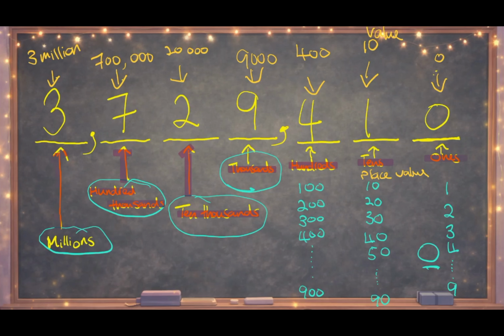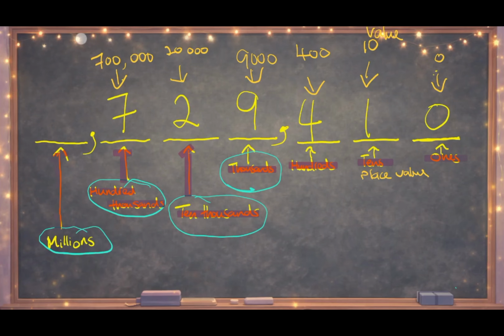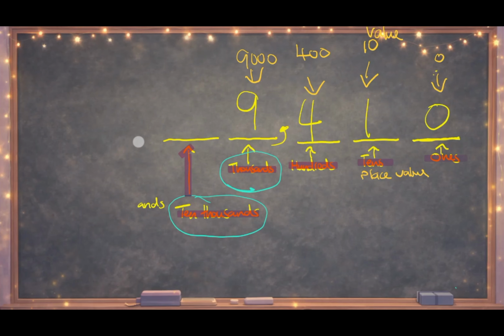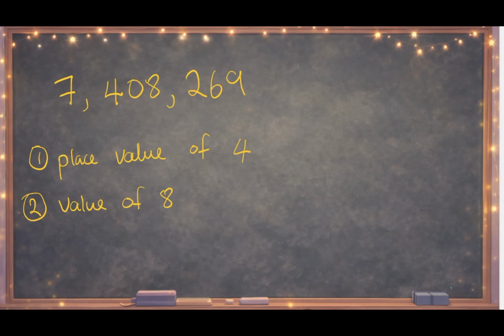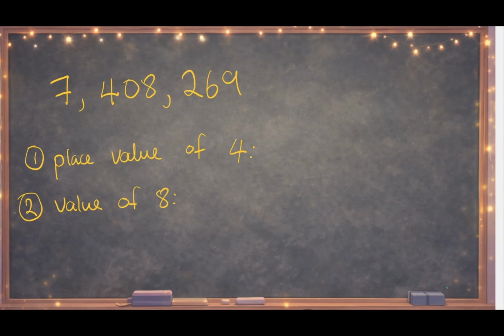Now let's have a look at how we can compose and decompose the numbers. Let's have a look at another number, and this time I would like you to have a go at finding the values and the place value of the number I have here. Please pause the video and find the place value of digit 4 and the value of digit 8.